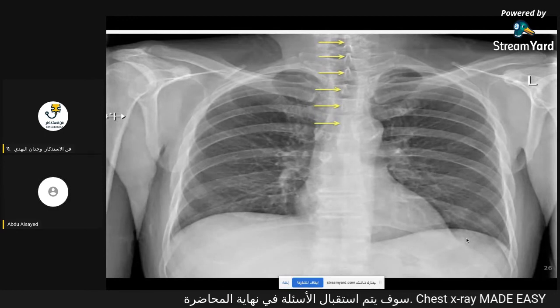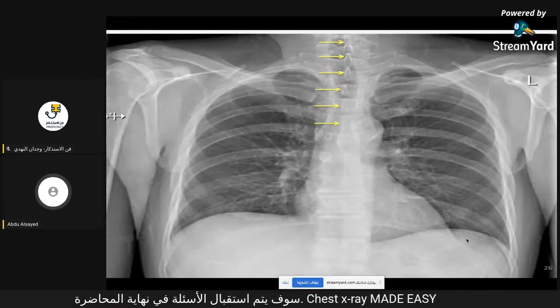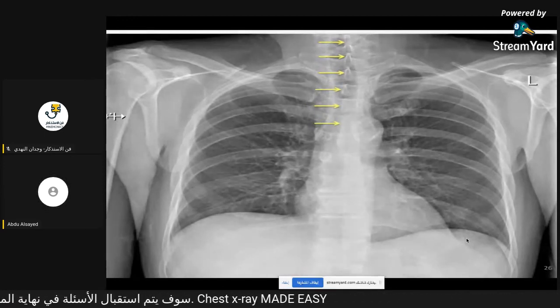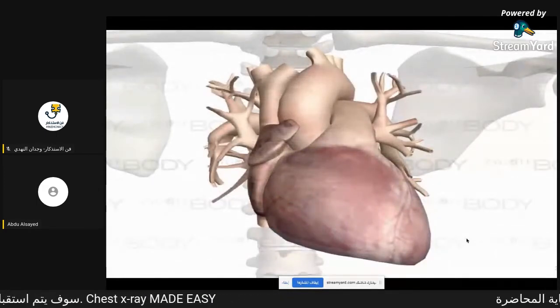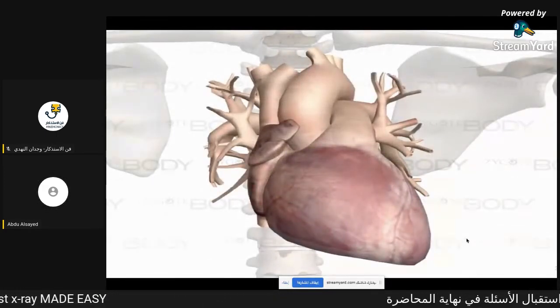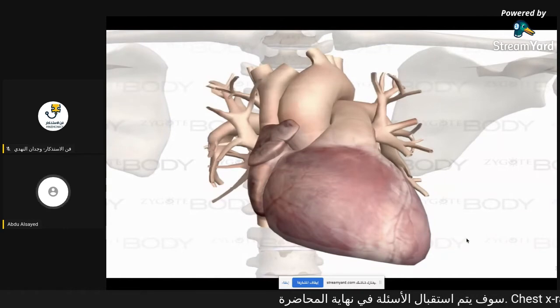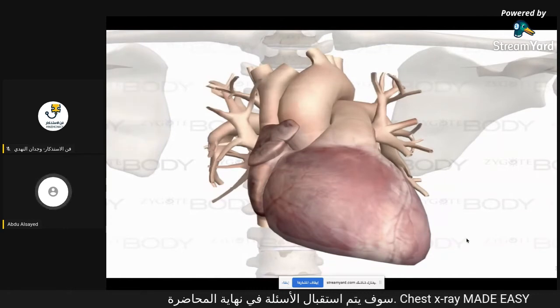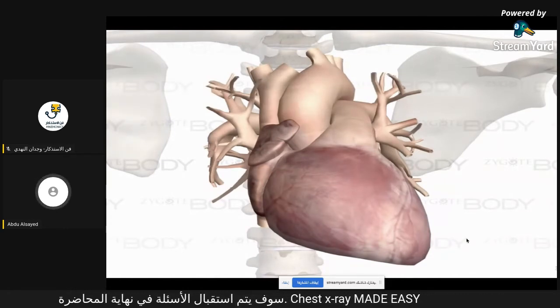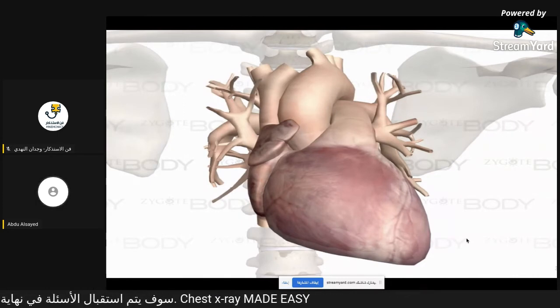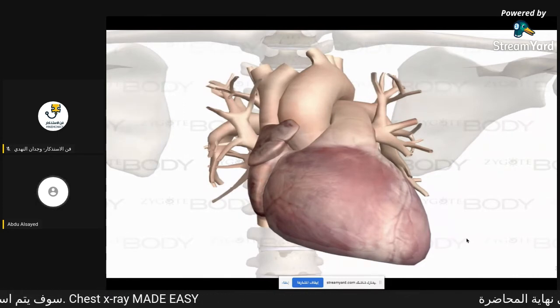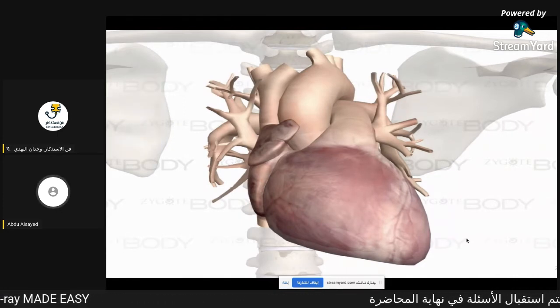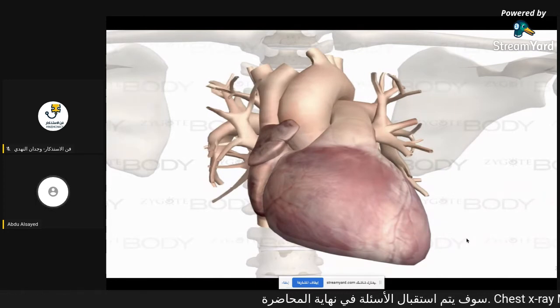The heart and different parts of the heart are overlapping each other. For that, we cannot comment on it on the chest X-ray in a clear way, but we can have a small hint. We can have a good interpretation about the heart size, the diameter, the borders, and the area in contact with the heart.